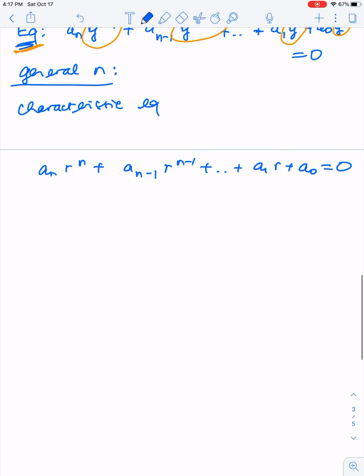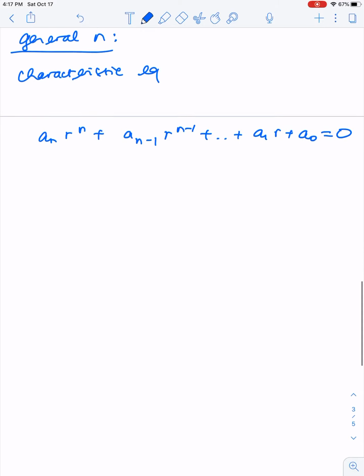So this is a polynomial equation, and in general, hopefully you can solve it. And whenever you solve it, you can find the roots. And after you find the roots, you can write down these special functions y1 through yn, and you combine them together. Here's a theorem to let us do it. Okay, so a theorem.